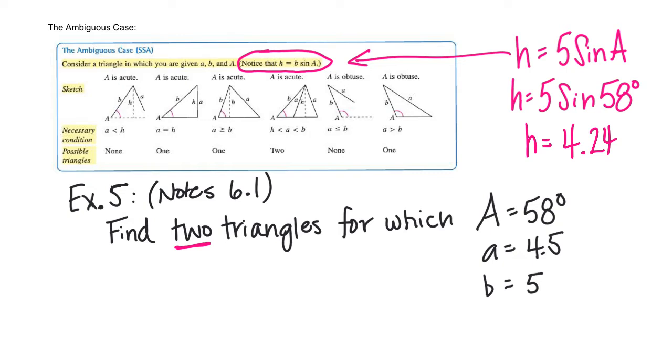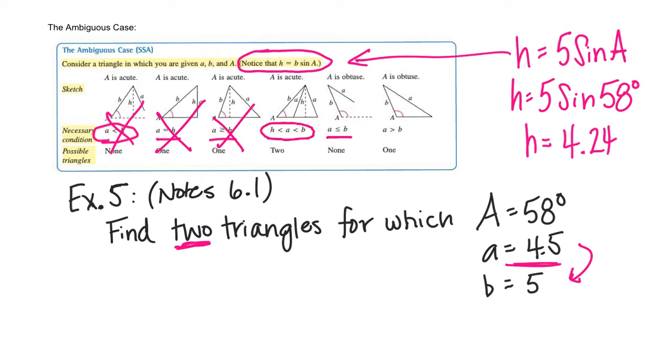Now we have to look at what they tell us here. If a is less than h, well, a is 4.5, h is 4.24. That is not our case. We know that because it tells us already that we're doing 2. If a is equal to or greater than b, well, in this case a is not greater than b, nor is it equal. So we know there's not 1. And this one says if a is less than b, that could be it. But because of what we found out here, that h is less than a, which is less than b, I know that I have 2 triangles.